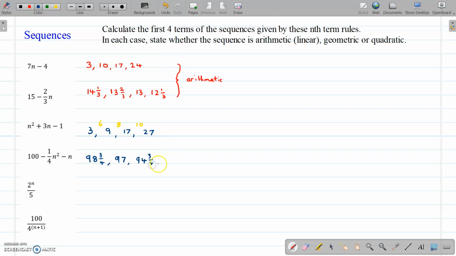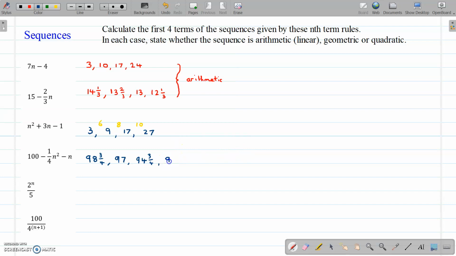And finally, the fourth term, when n is 4, well, that's going to be 100 take away a quarter of 4 squared. Well, 4 squared is 16. A quarter of 16 is 4. So it's 100 take away 4, take away 4, because n is also 4. So it's going to be 100 take away 8, which is 92.